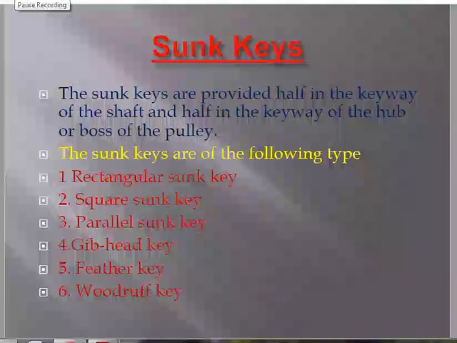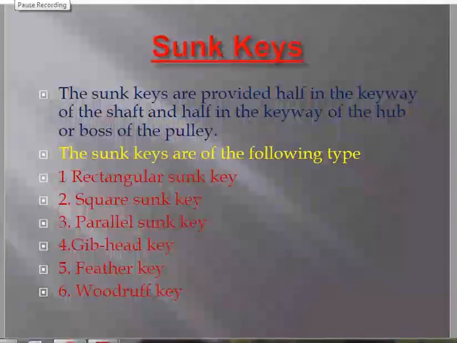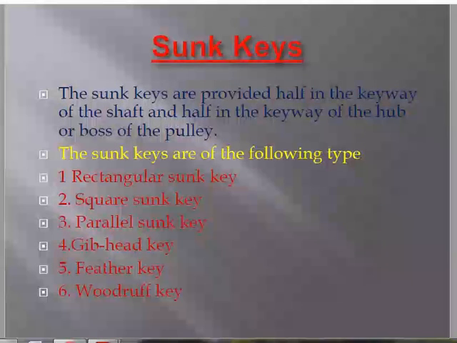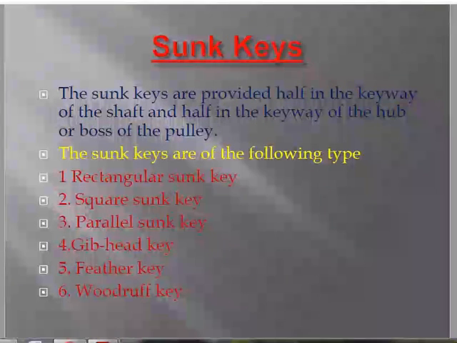The sunk keys are provided half in the keyway of the shaft and half in the keyway of the hub or boss of the pulley. The sunk keys are further classified as rectangular sunk key, square sunk key, parallel sunk key, gib head key, feather key and woodruff key.